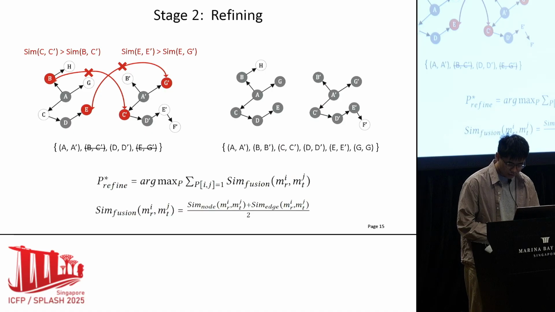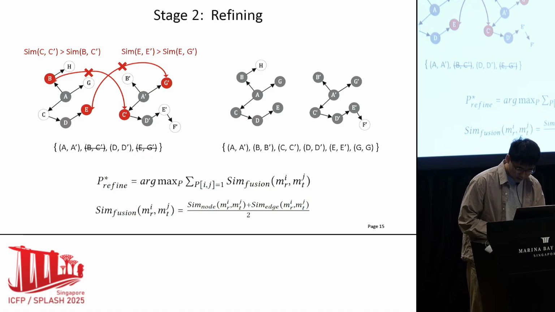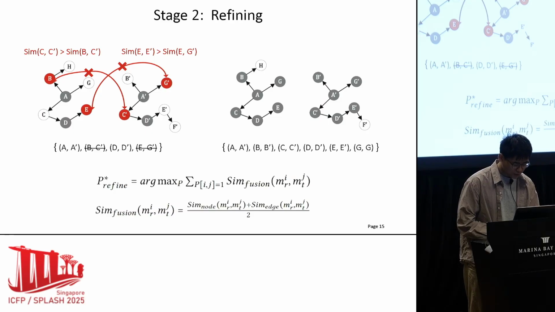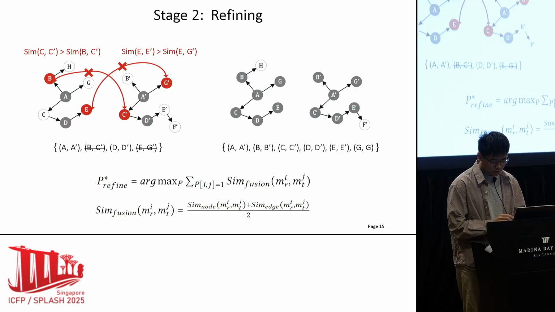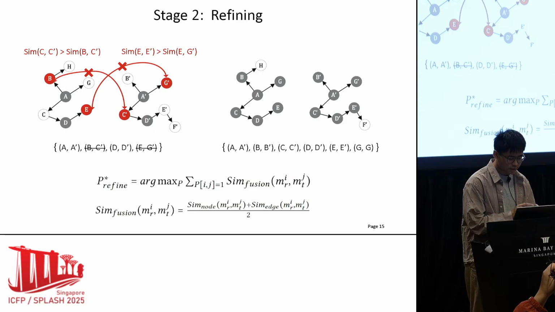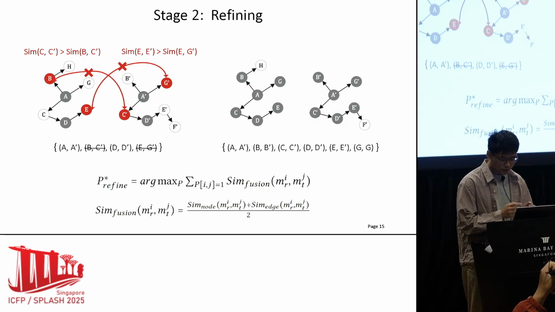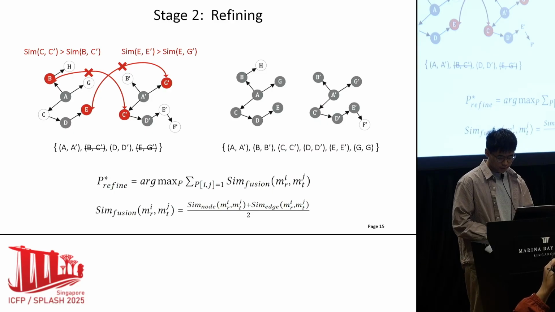It notices that method B is matched with method C prime, but their neighbors don't match up well. The neighbors here are method A and method H in the old version, and A prime and D prime in the newer version. Here, method A is matched with A prime, which is correct. However, method H is not matched with D prime, which is unexpected. So the refining stage can confirm that B should not be aligned with C prime, and in consequence, it will search for a better fit like B prime.